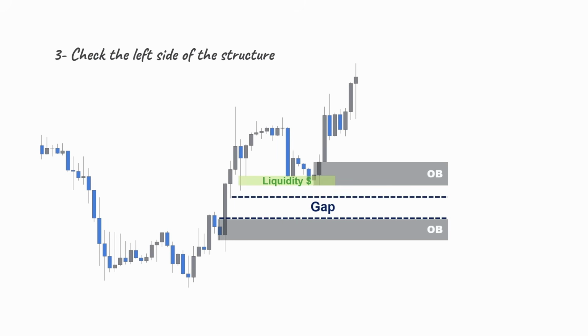Number 3, check the left side of the structure. Before placing any trades, you should check the left side to see what you have to avoid low-quality trades. For example, if the order block has been positioned in the liquidity zone or we have gaps and another order block precisely below, there is a higher chance of being a victim of a liquidity grab movement. Now, let's see some examples on the real chart.